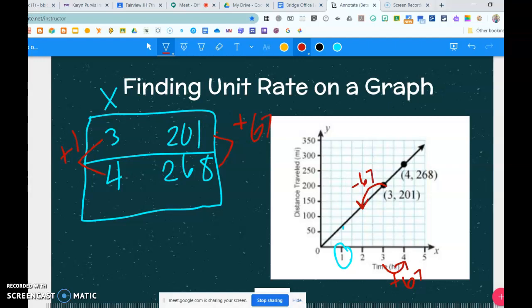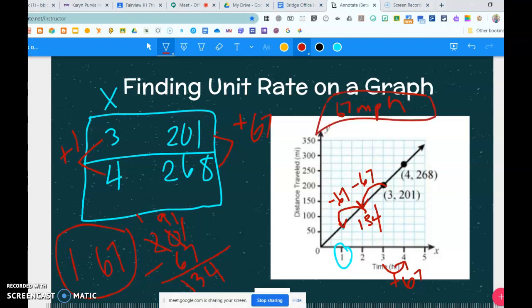And what is that? 201 minus 67 is going to give me 134. So at 2 hours, we're at 134. And then if I go down again and subtract 67 again, it's actually going to give me 67. So at 1 hour, we're at 67 miles. So that is our unit rate. Therefore, the car is traveling at 67 miles per hour, and that is our unit rate. So you find the rate of change from the table, and then you use it to work backwards to find your unit rate.